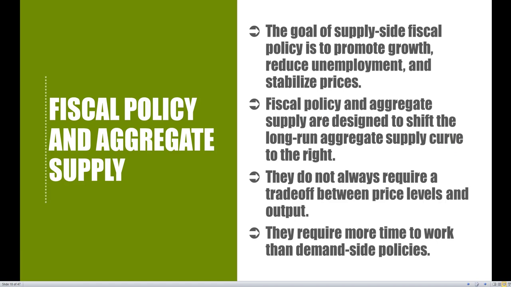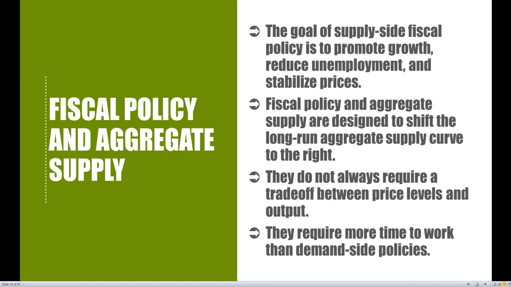Remember that anytime we have a rightward shift of the long-run aggregate supply curve, it's also going to increase our Q star, our full employment level of GDP, which is going to be good for any country. And the reason why we like to see these shifts of the long-run aggregate supply curve outward is because they don't always require a trade-off between price levels and output. So we can actually get the best of both worlds with both of these outcomes anytime we have a rightward shift of the LRAS curve.